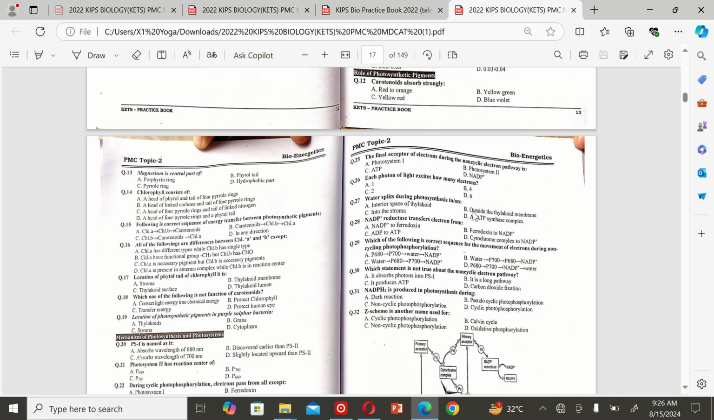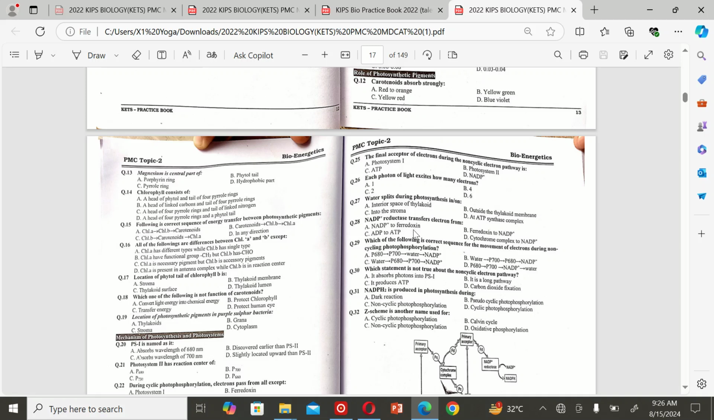The next MCQ is: water is split during photosynthesis at A. Interior space of thylakoid, B. Outside the thylakoid membrane, C. Into the stroma, and D. At ATP synthase complex. So the correct option is A. Interior space of thylakoid.